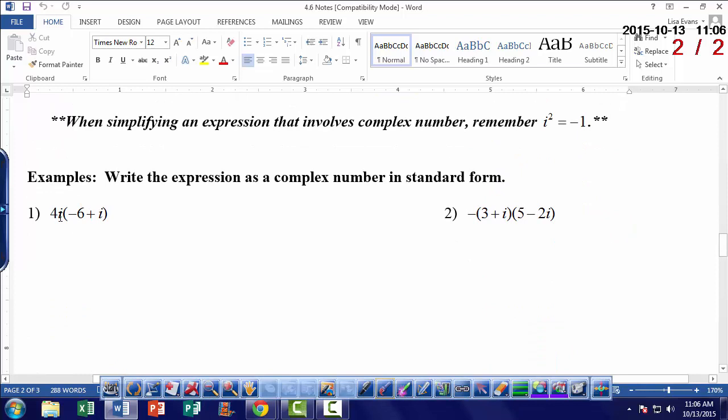Here I'm just going to distribute. So when you're multiplying, think of the i as an x. Do the same thing you would if that were an x. So 4i times negative 6 is negative 24i. 4i times i is 4i squared.